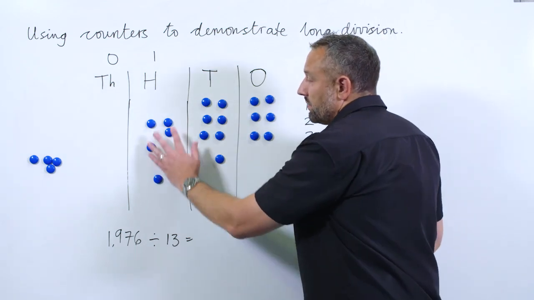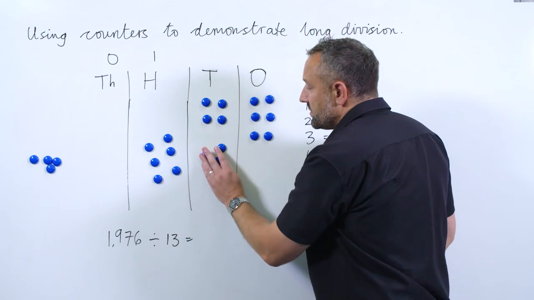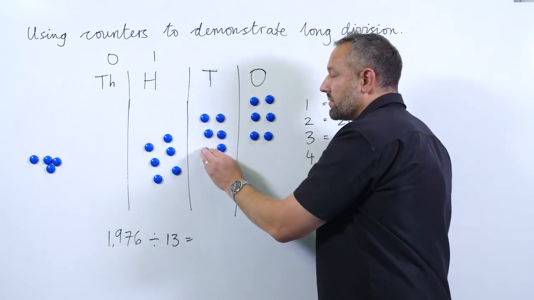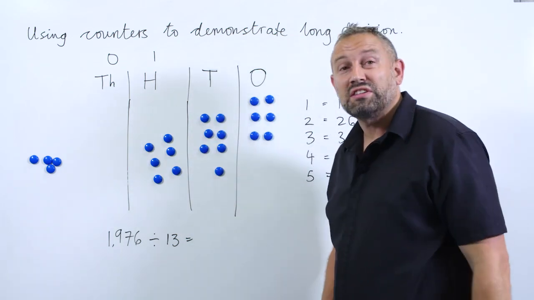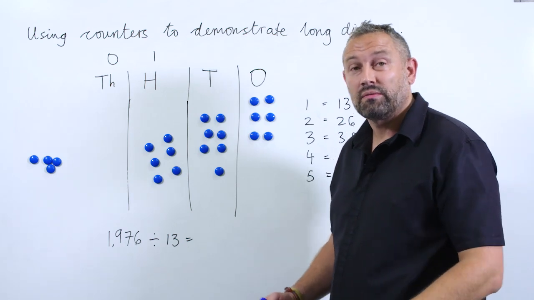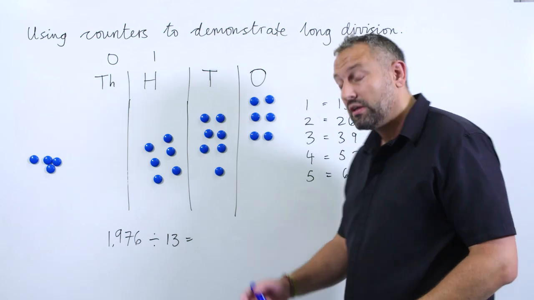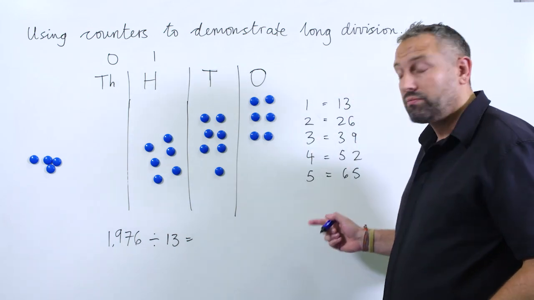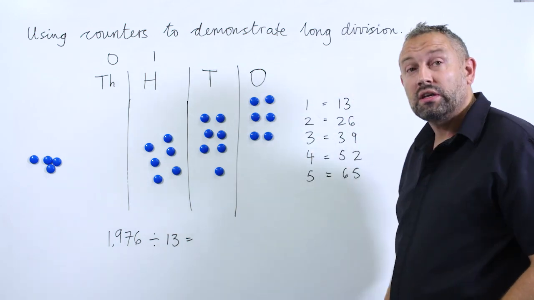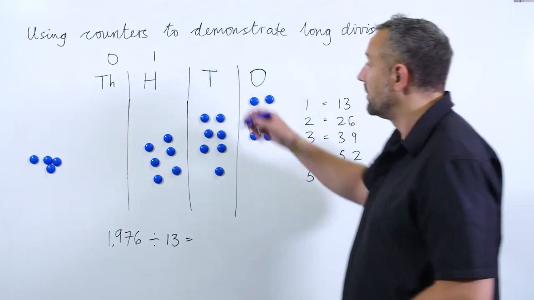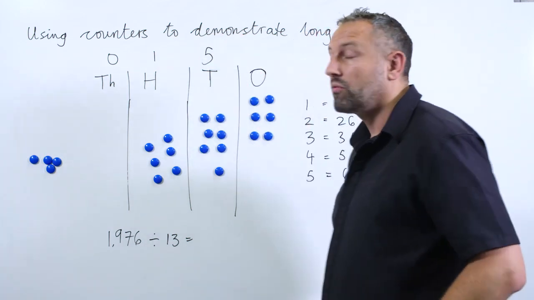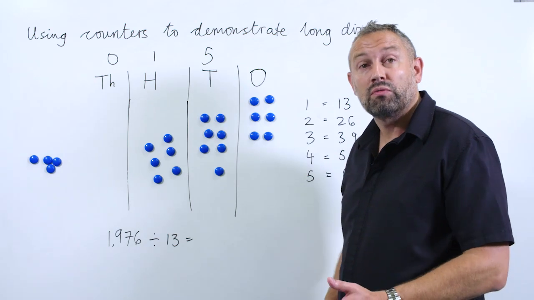We then move to the tens, which is the next column to the right. And we now have 67 tens, or 670. And then how many groups of 13 can we make from 67? This is where we can refer to our chart, and we can see that 5 groups of 13 is 65. So we can write 5 above the tens, and we can remove those 65.